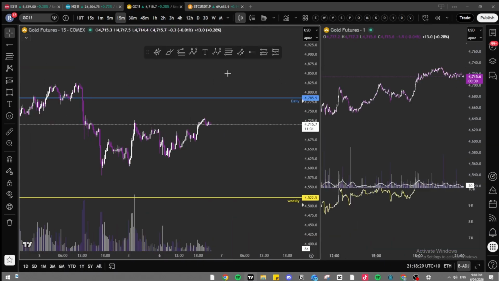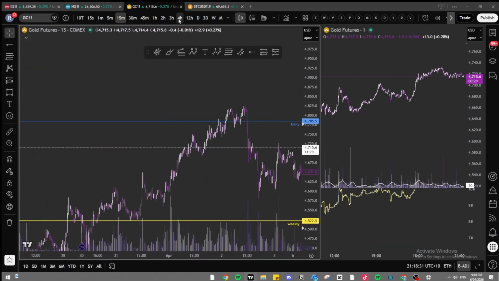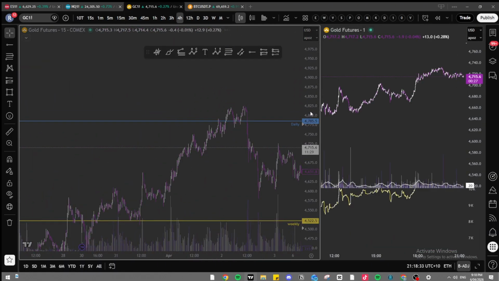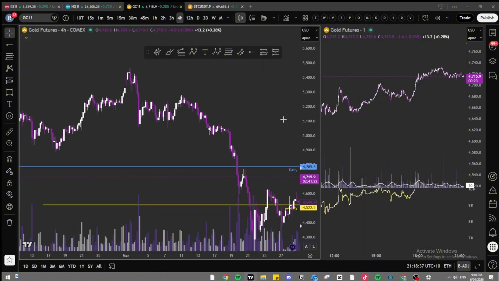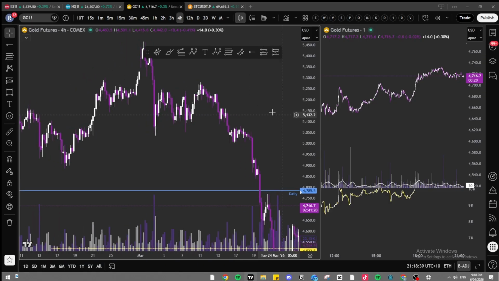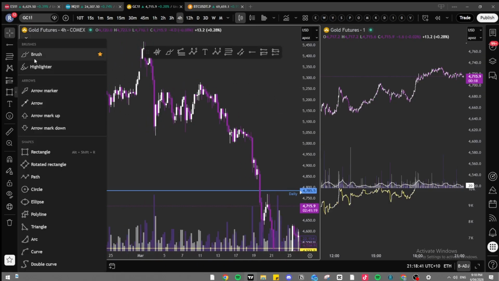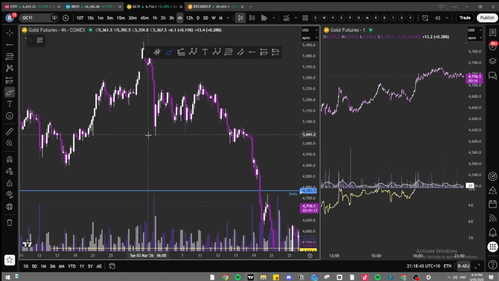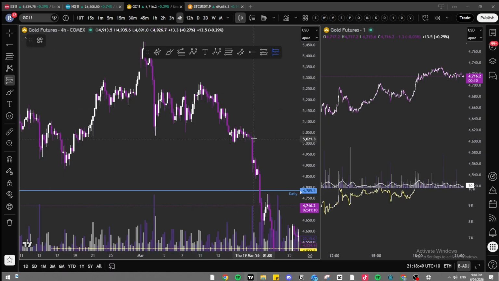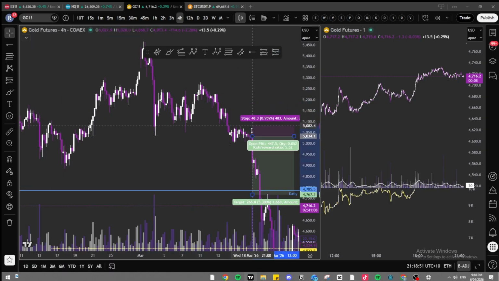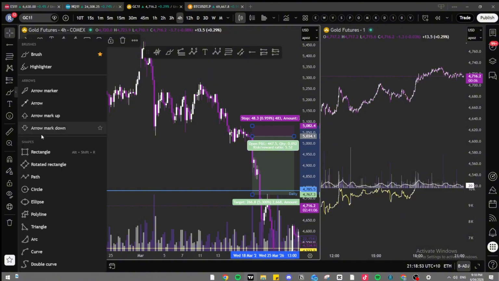I want to show you an example of a short that I took on gold. This was a short position, but it's very simple, right? So first of all, this was the short that I took. It was over here. This was a few weeks ago, right? And what do we see here? We see this is the range, right?